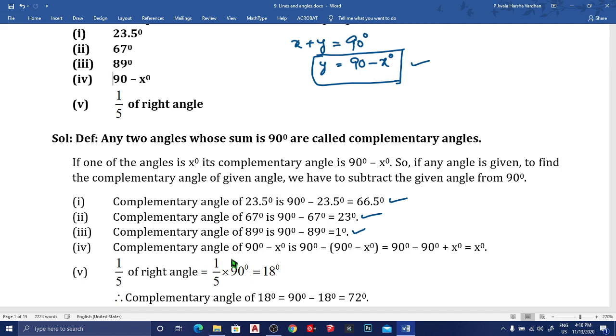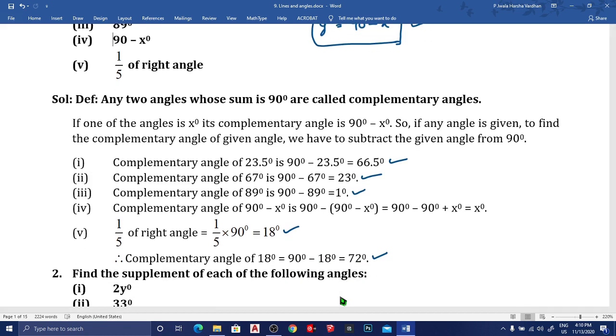1/5 of a right angle is nothing but 18 degrees. For 18 degrees, we have to find the complementary angle. The complementary angle is 90 minus x, which is 90 minus 18, which is 72 degrees. By adding 72 and 18, you will get 90. So 72 degrees is the complementary angle of 1/5 of a right angle.